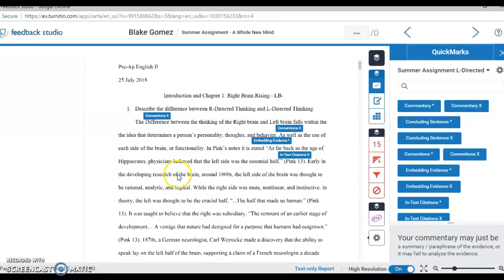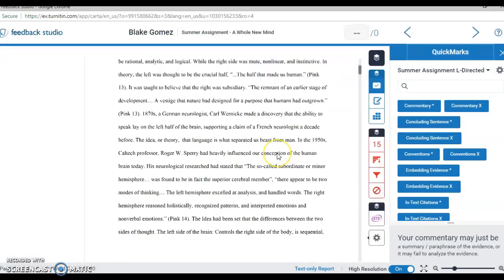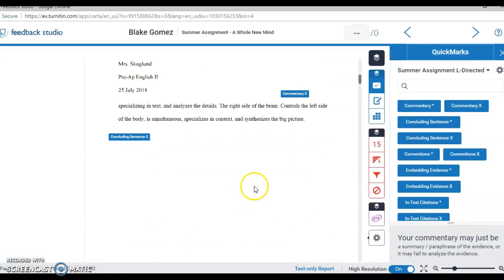In-text citations, you are super close on, this looks great. The only thing is you're not going to have any punctuation or this period at the end of the quote. So I know that seems really small, but we'll want to go back and clean those up and fix those.